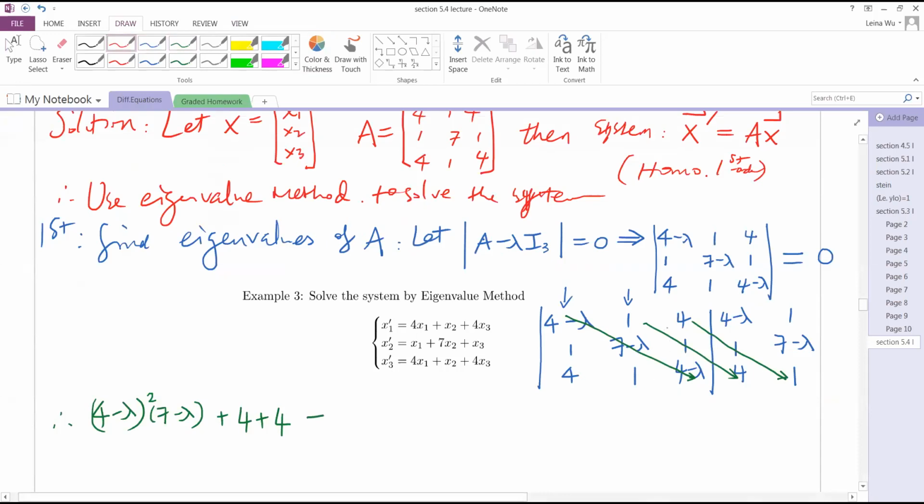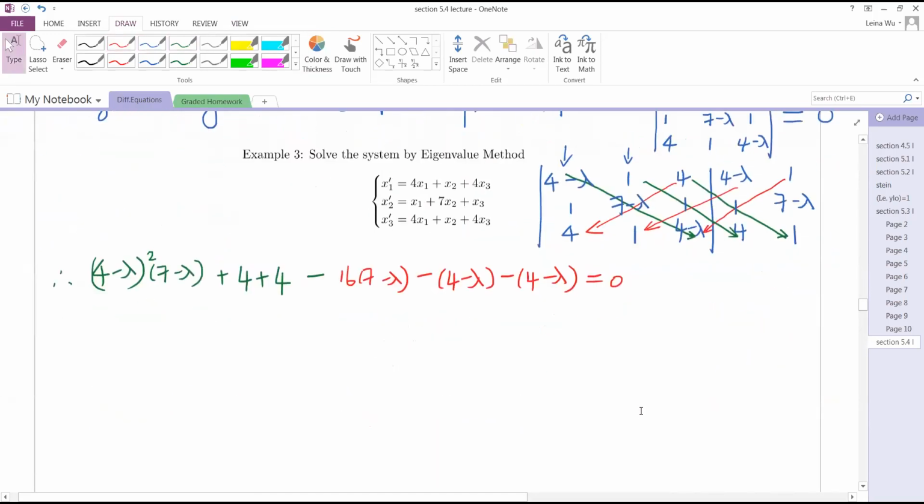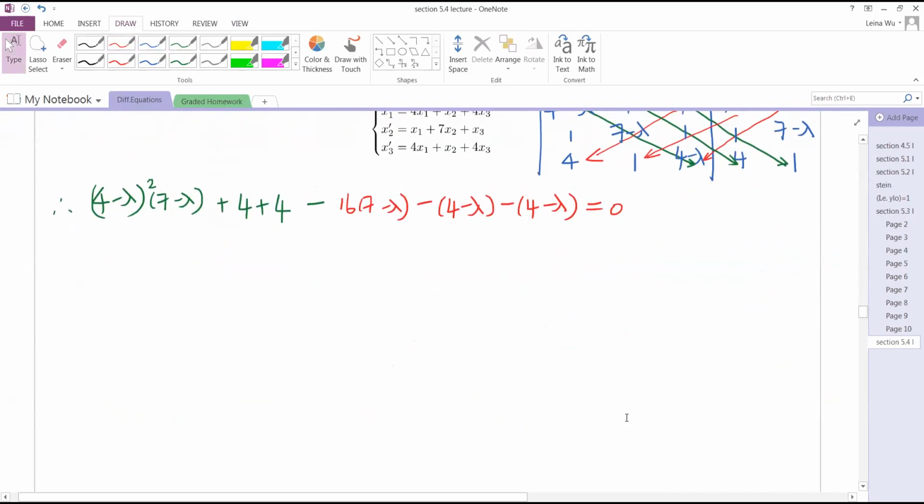And next we're going to do leftward. You guys recall? These, and these. I hope you can still see my screen. So it's minus 16 times 7 minus lambda, minus 4 minus lambda, minus 4 minus lambda. Okay, the whole thing should equal 0, right?